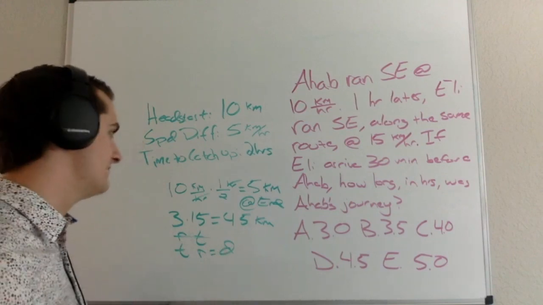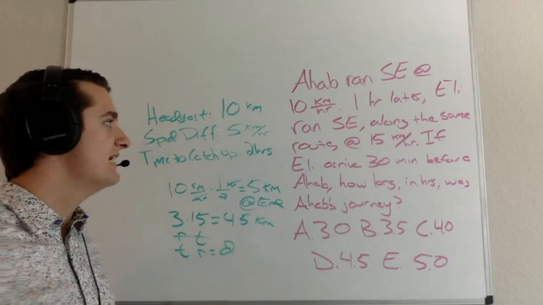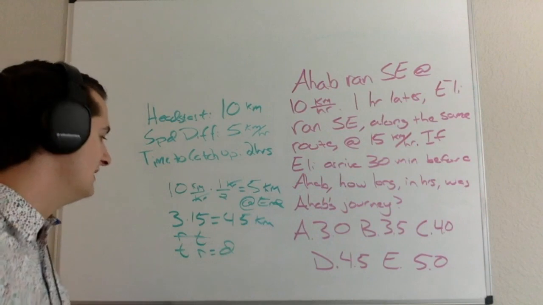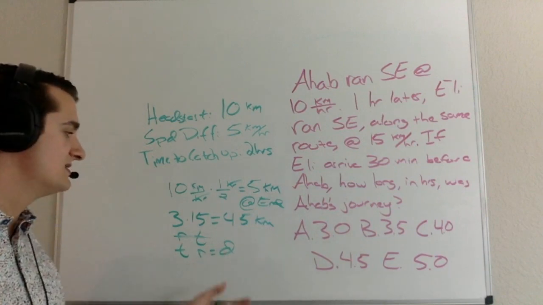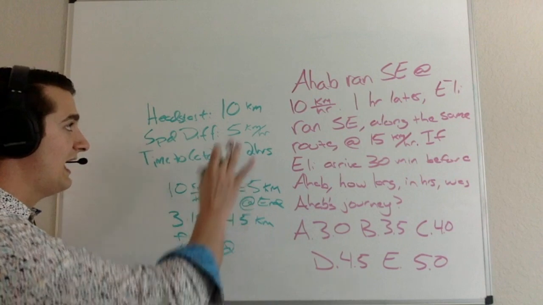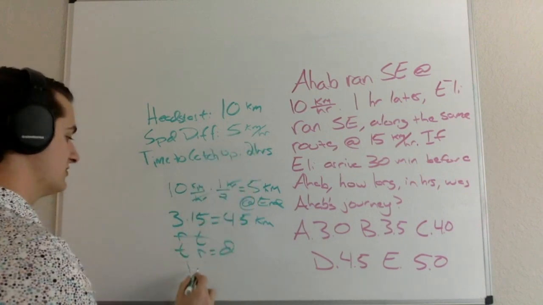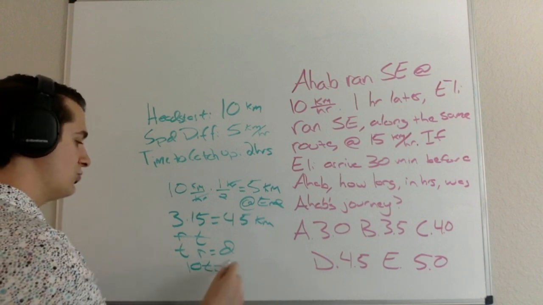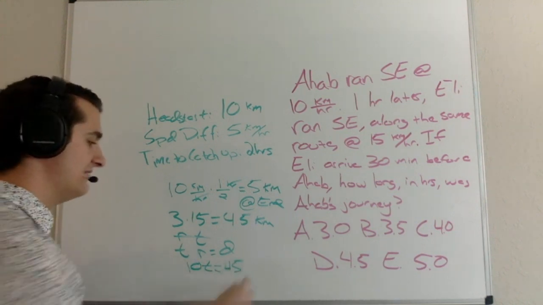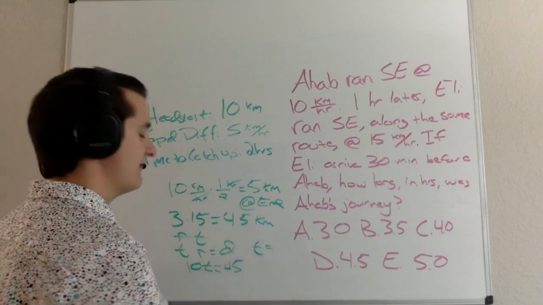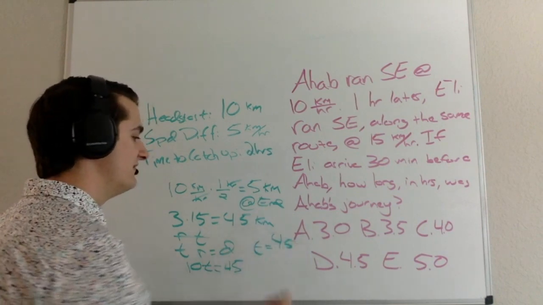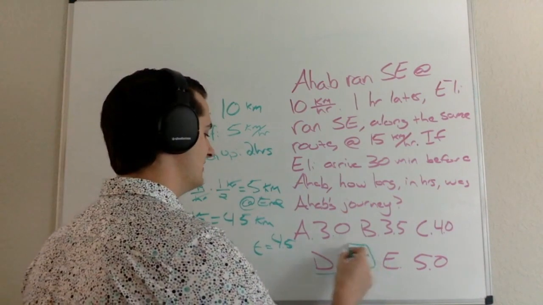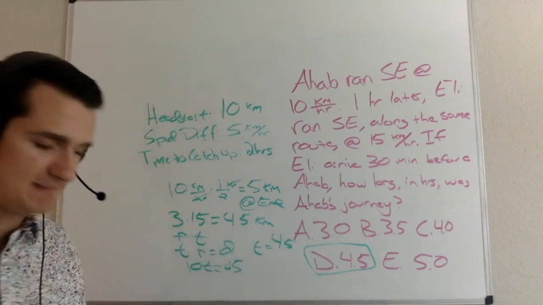So if Ahab went the same distance as Eli, because I'm told that he was running along the same route and from the same starting point, then what I know is that for Ahab, going 10 kilometers per hour as his rate times his time is going to be equal to a distance of 45, which tells me that his time is going to be 45 over 10, or 4.5. And again, that's solving for Ahab's time, and so I'm going to say that the right answer here is D.